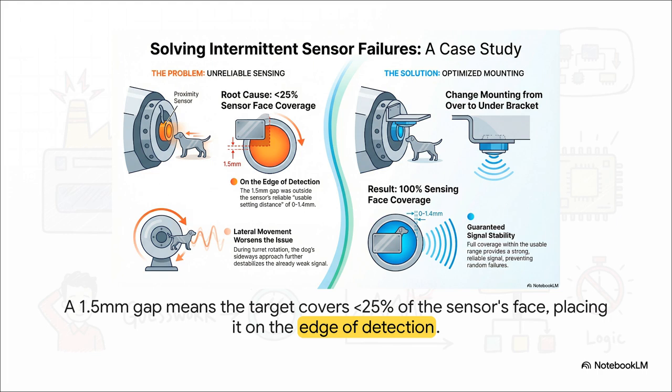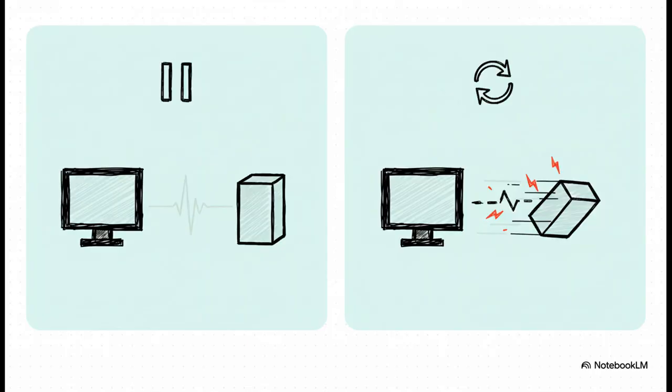And this shot right here shows you exactly why that 1/10 of a millimeter matters so much. Because of that extra distance, the target dog is only covering a tiny little sliver, less than 25% of the sensor's active phase. The sensor is barely seeing the target. It's operating right on the ragged edge of its ability to detect anything at all. So this creates two major problems. When the turret is just sitting still, the signal is already incredibly weak. It's unreliable. But then, when the turret is indexing or rotating, that sideways approach of the dog makes that weak signal flicker and become even more unstable.